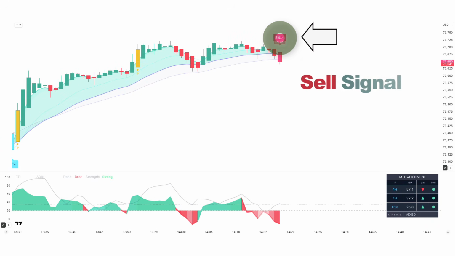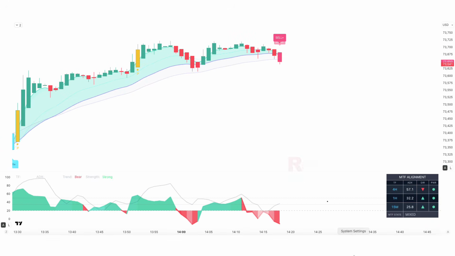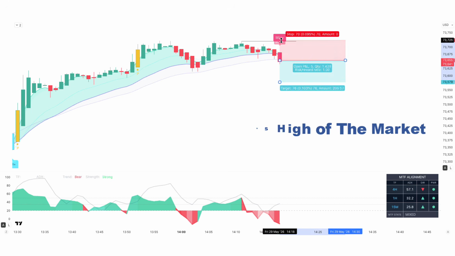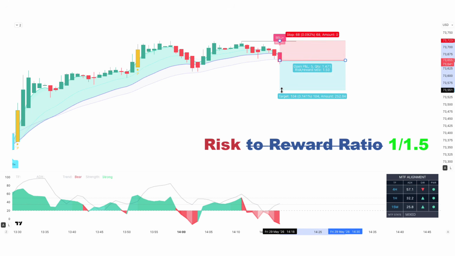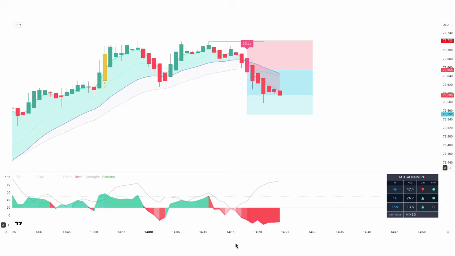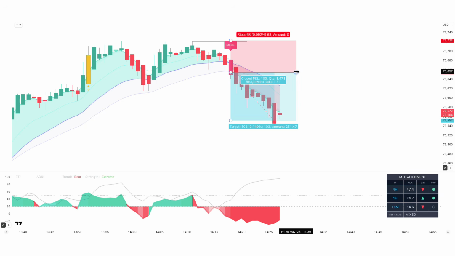Let's see how we use these trading setups. When the Neural Confluence Engine label down of this indicator is a sell signal, the ADX-DI histogram indicator should be a red area. When the market forms a bearish candle, if this condition is fulfilled, then we will place a sell order. Our stop loss is to be placed at the previous high of the market, and the risk to reward ratio will be 1:1.5. The market has completely hit the target.